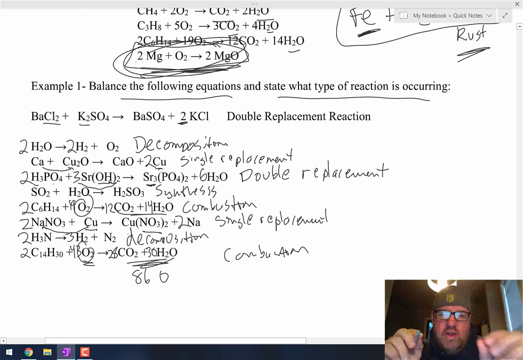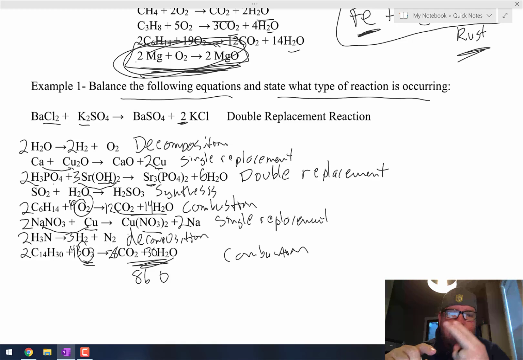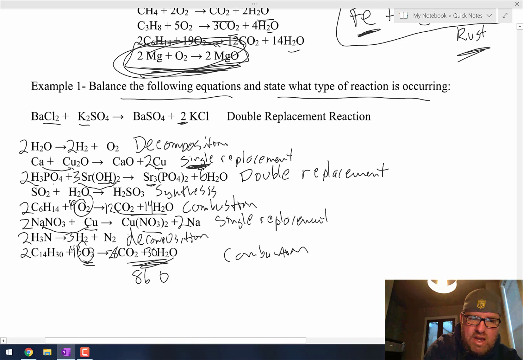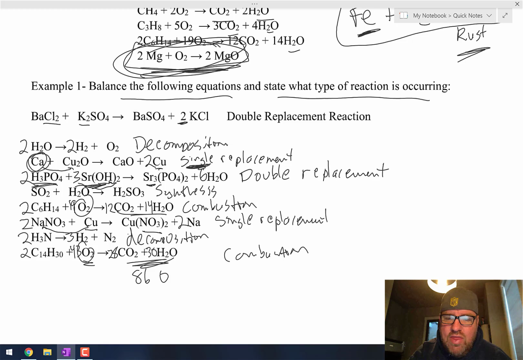Okay, and then our final category are the single replacement and the double replacement reactions. Okay, and again, a single replacement, remember, single means one element has to be single. That element has to be by itself. In a double replacement, no elements are by themselves. They're both positive and negative with positives and negatives. Okay? And that's our lesson for today.